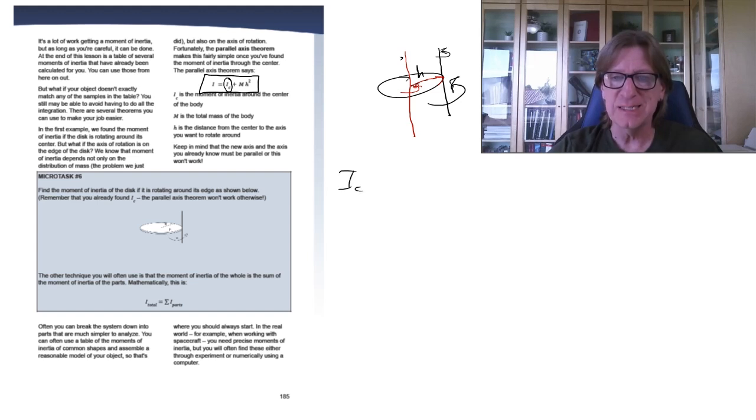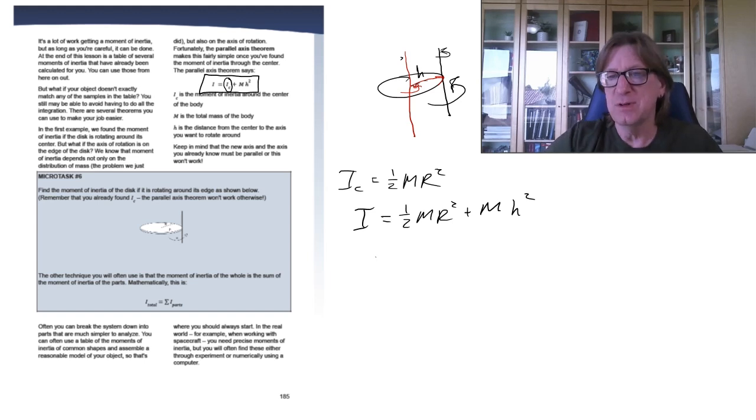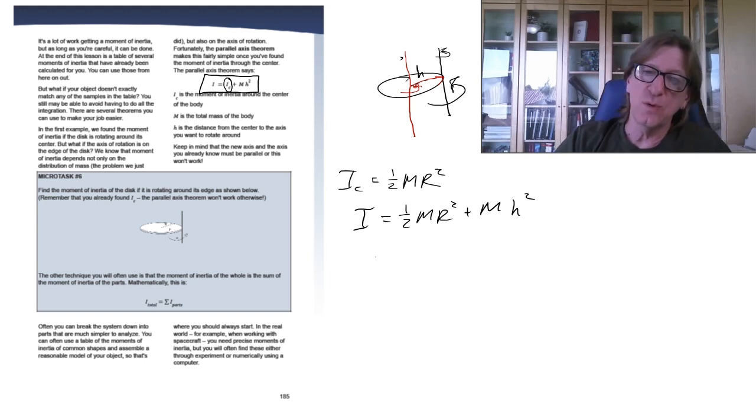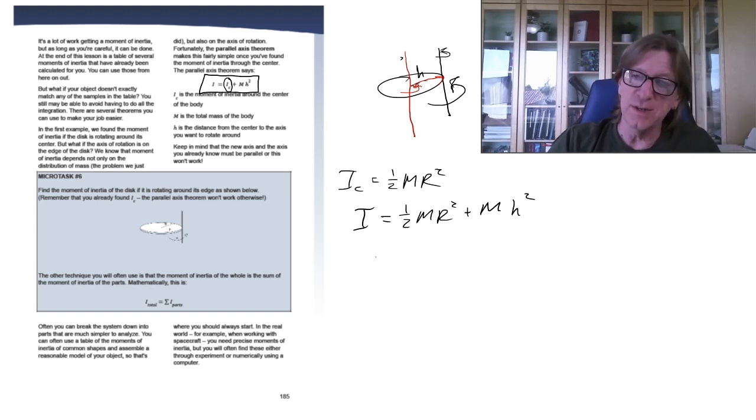We said that I_C is going to be 1/2 mr squared, where r is the radius of the disk. But then I, in this case, is actually going to change. The mass didn't change, the object didn't change. But remember, it matters where you rotate around. So this is going to equal 1/2 mr squared plus m times h squared. And it really is as easy as that. So you can take pretty much any kind of thing that you want to deal with, move it away from the axis, and then use this theorem right here to get what you need.